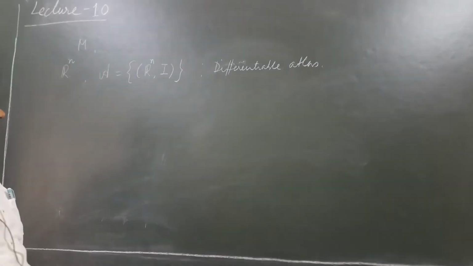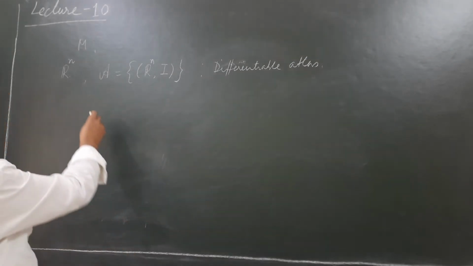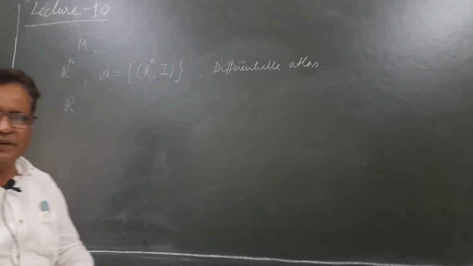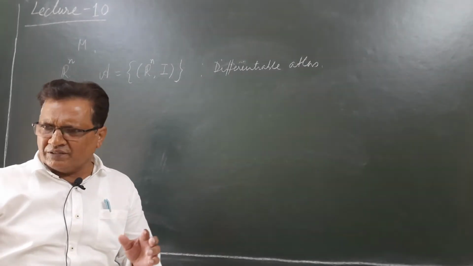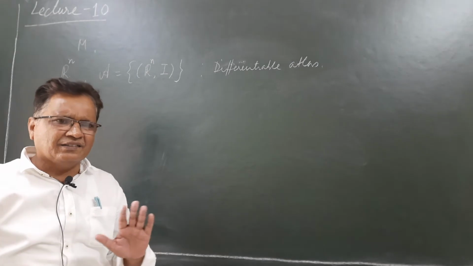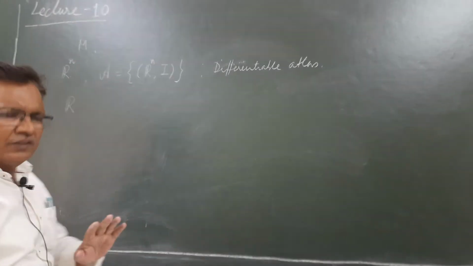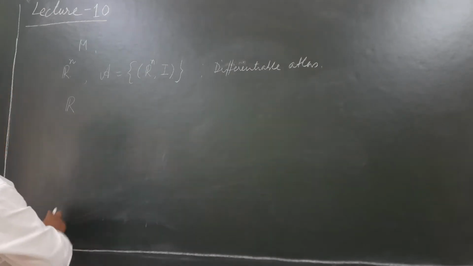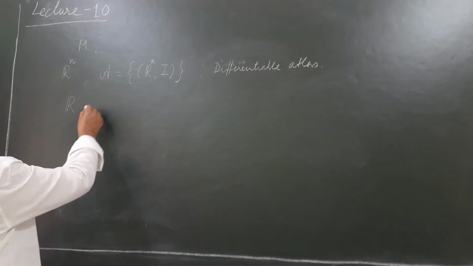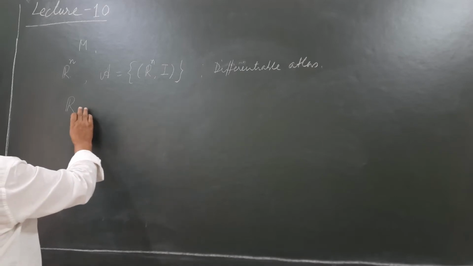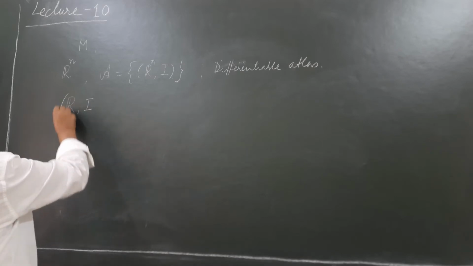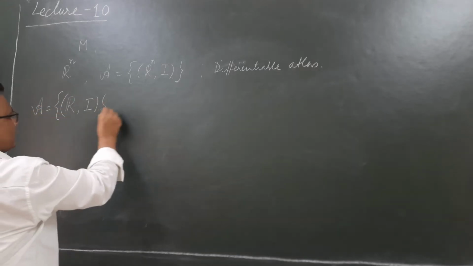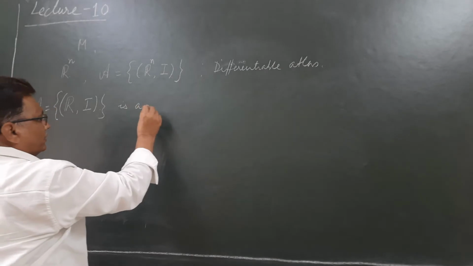In particular, R^n is a differentiable manifold for all positive integers n. In particular, R, for n equal to 1, admits an atlas which is differentiable. So, R together with I, which I will also call A, is a differentiable atlas.